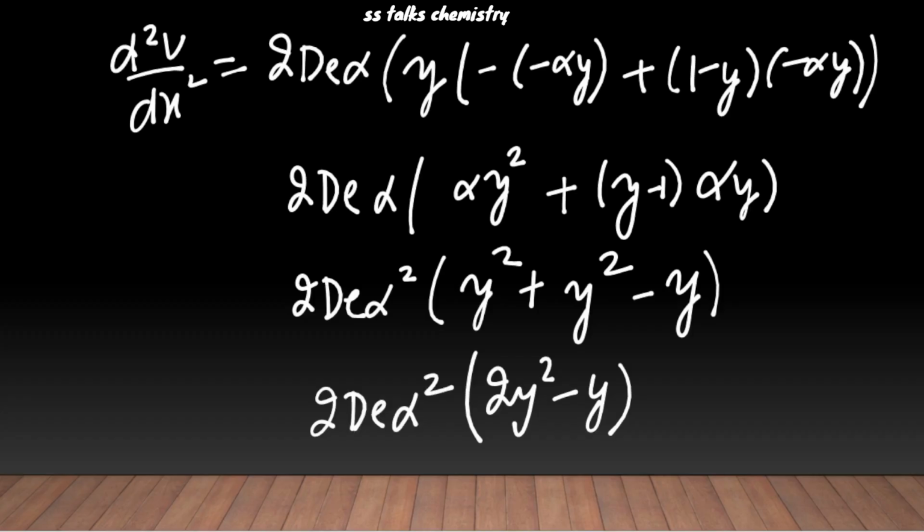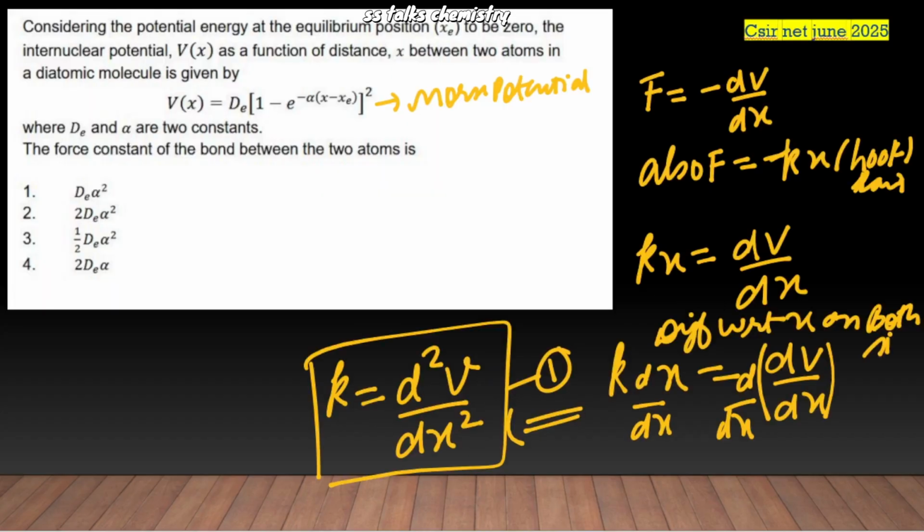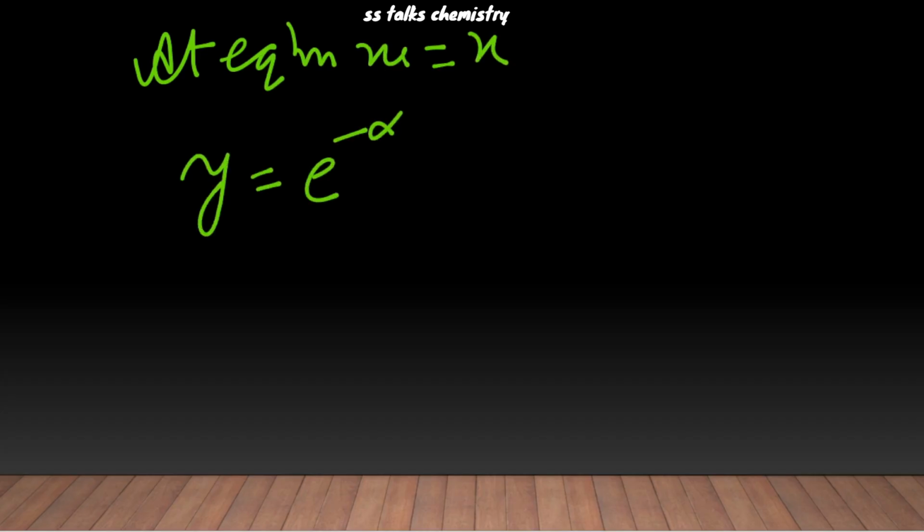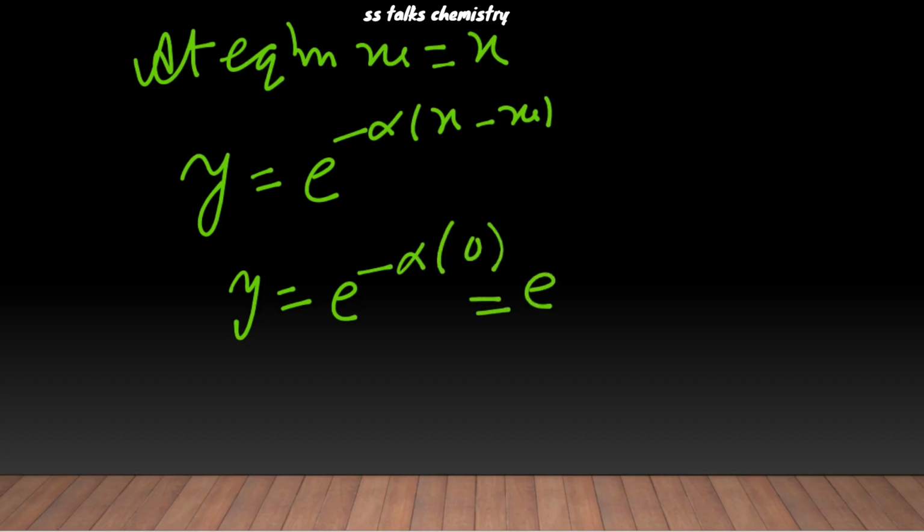Now the condition given was that this is at equilibrium position. At equilibrium, xe is equal to x only. So y that you assumed, e raised to the power of minus alpha times x minus xe, here y will become e raised to the power of minus alpha times 0. So e raised to the power 0 will be 1. So y value we are getting as 1.